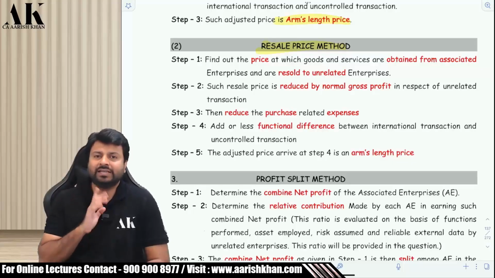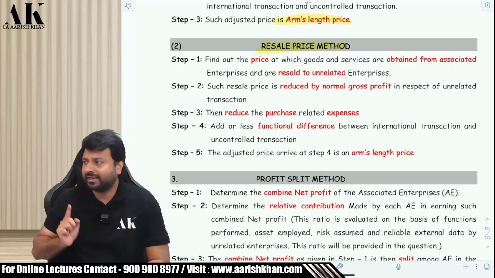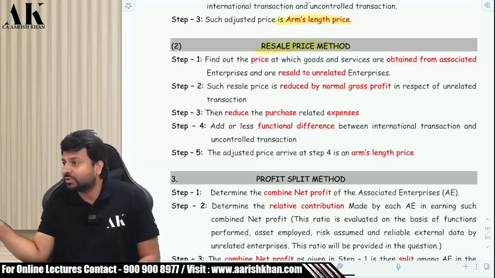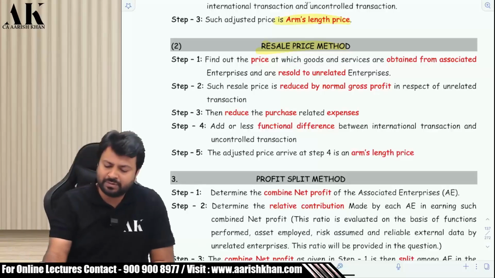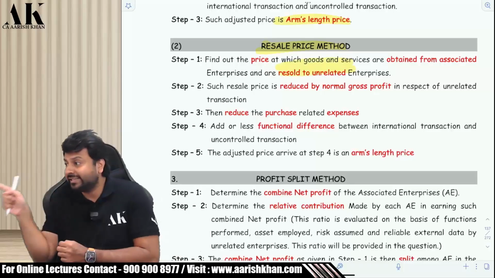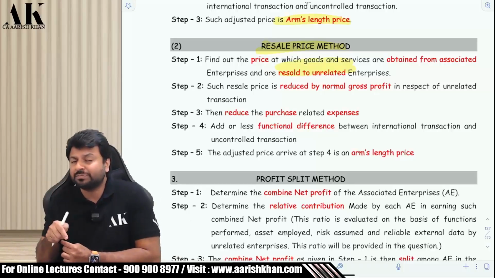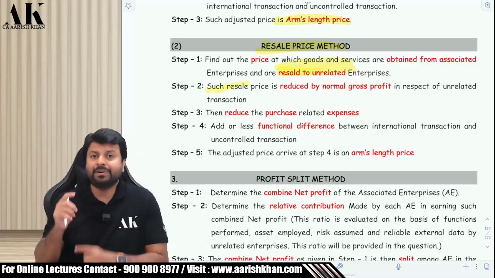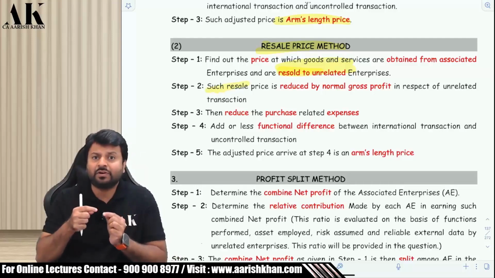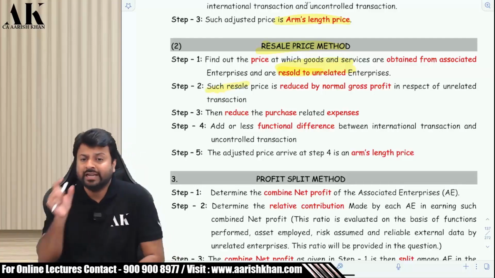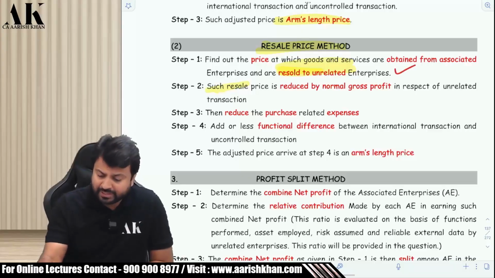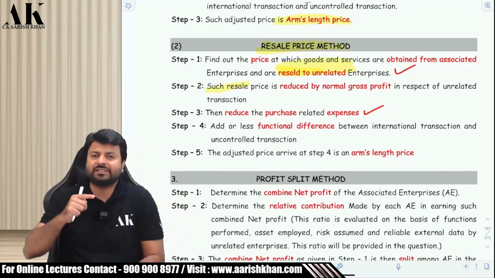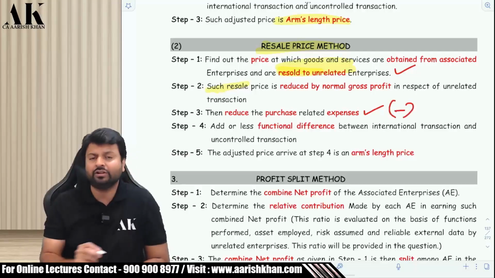So what is step 1? The step 1 is the price at which you have purchased from the associate enterprise and then you resold to your third party. Purchased from the associate enterprise at 2,000 rupees and resold to the third party at 3,000 rupees. So that 3,000 rupees will become your step number 1. The price at which it is resold to the third party will become your step number 1. Then the GP margin which you have earned on goods purchased from unassociated and sold to unassociated, that GP margin will be reduced from here. Third, if you are purchasing from the associate enterprise, you might have incurred some purchase related expenses like freight, like custom duty, then you reduce that also from your cost.